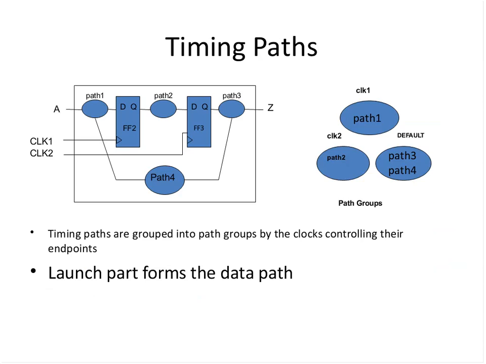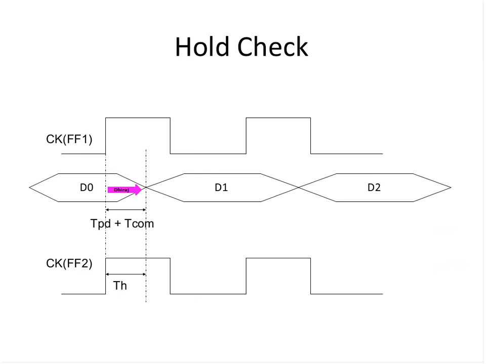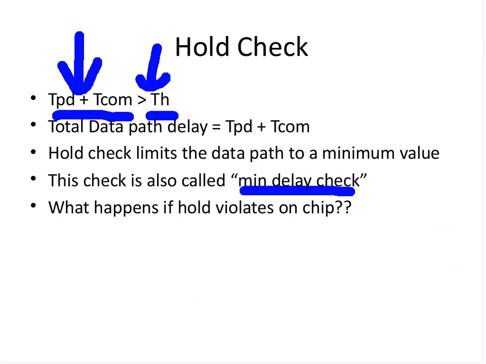So you should be very clear that setup check is the max delay check, hold check is the min delay check. What is STA? Hold should be met in best case corner, setup should be met in worst case corner. In fact, let us say you choose n number of corners, bottom line is all the setup and hold constraints should be met in all the corners.